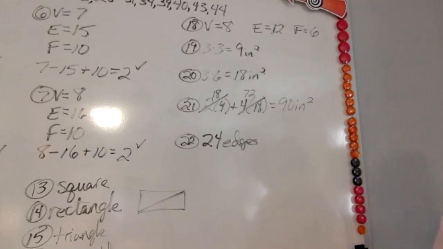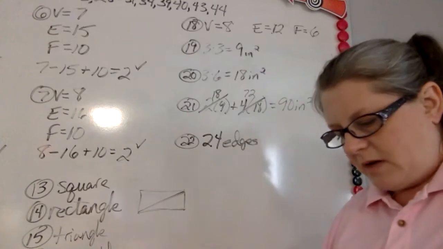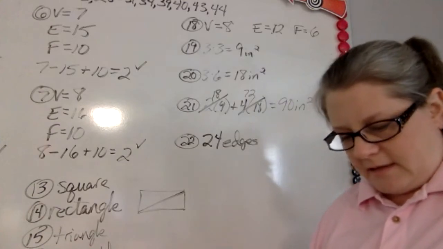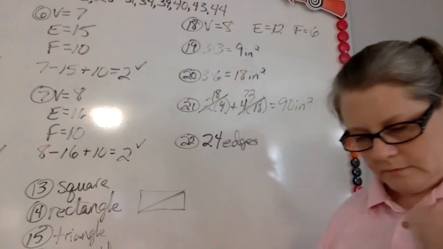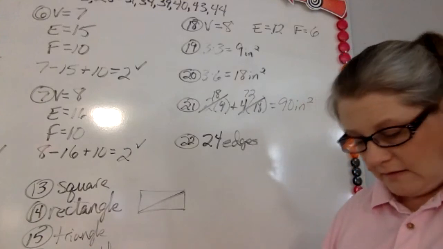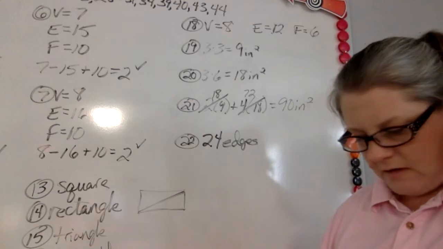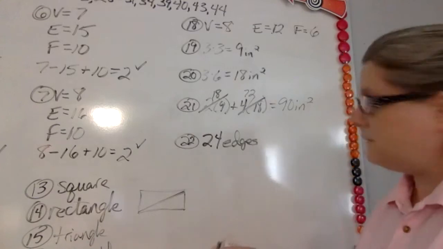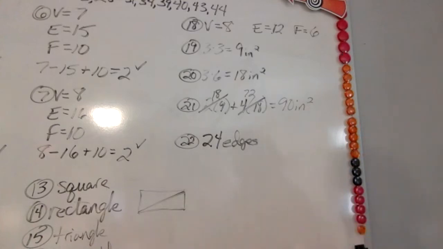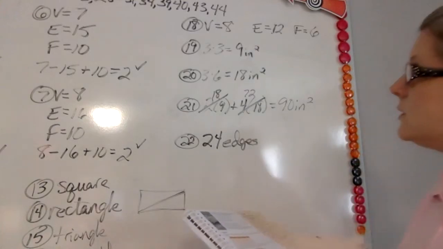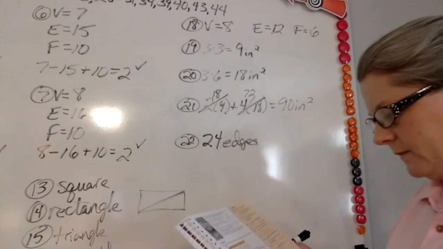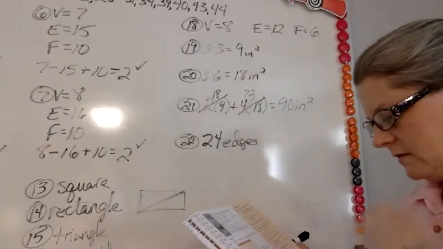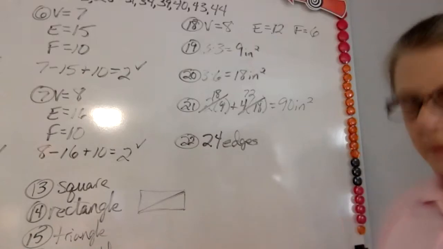Now, number 23. It says complete the table listing the number of edges of a prism's base and the prism's number of vertices, edges, and faces. Okay, so we'll come back to that one in a minute. So let's skip down to 28 through 31. So we're on number 28.